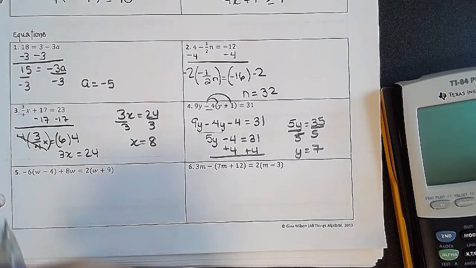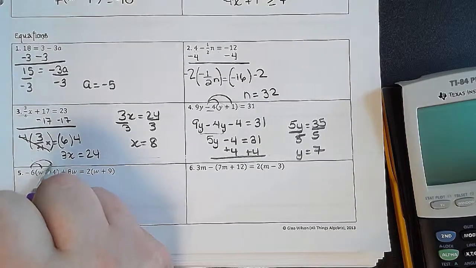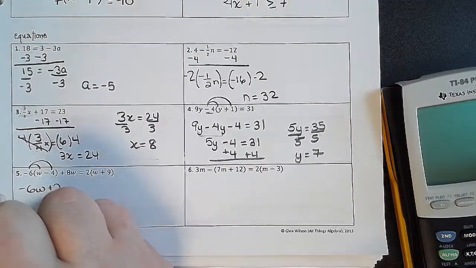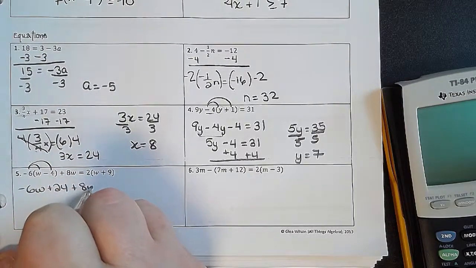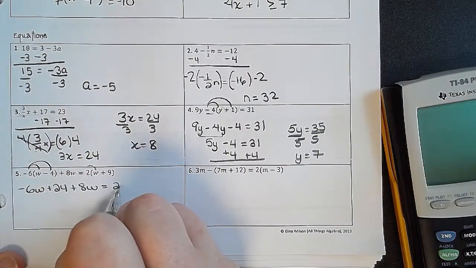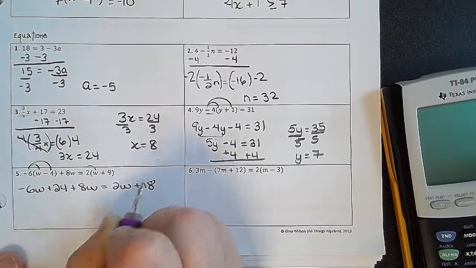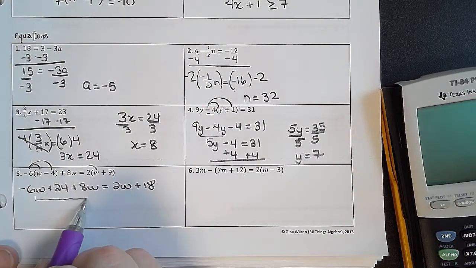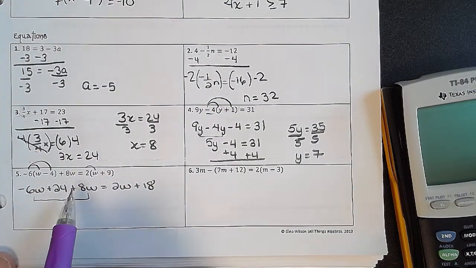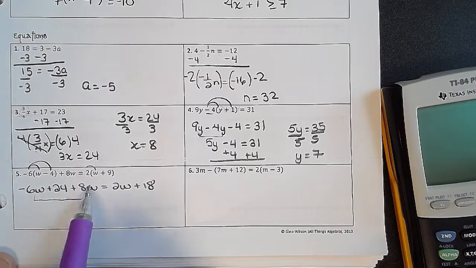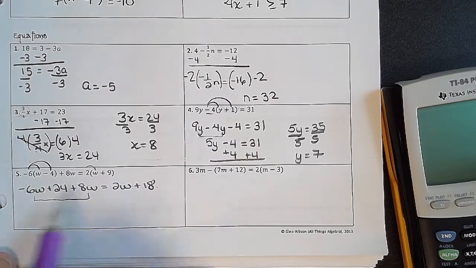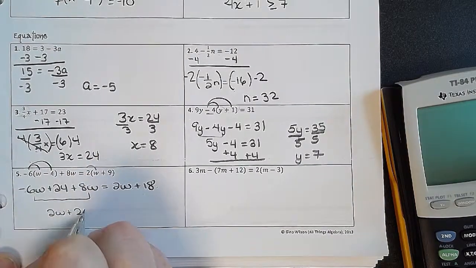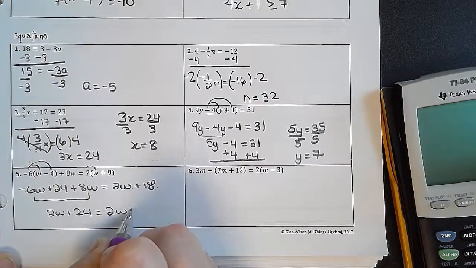Okay. So I'm going to go ahead and distribute. So I get negative 6w plus 24 plus 8w equals 2w plus 18. So always after you distribute, you're going to combine like terms, which means you're going to combine like terms that are on the same side of the equal sign. Okay, so I combine these. I don't add 6w to everything. I combine these. So that's going to give me 2w plus 24 equals 2w plus 18.